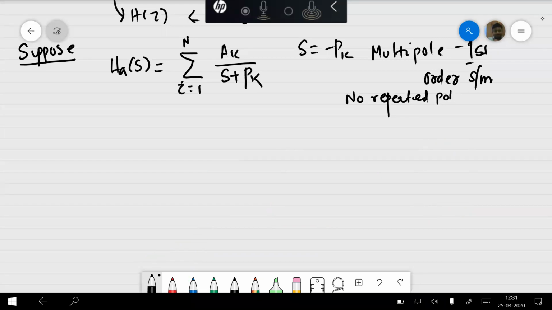Who is doing the annotation? Stop the annotation. So these are the two conditions.